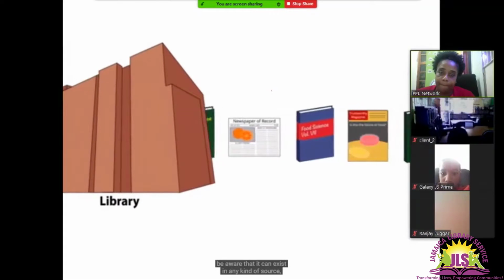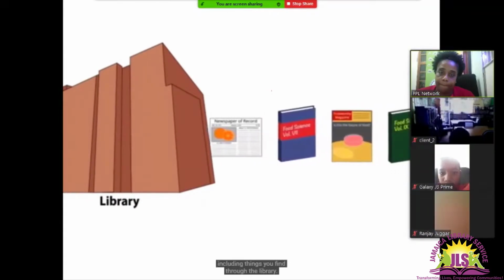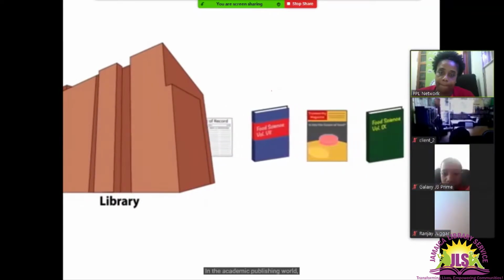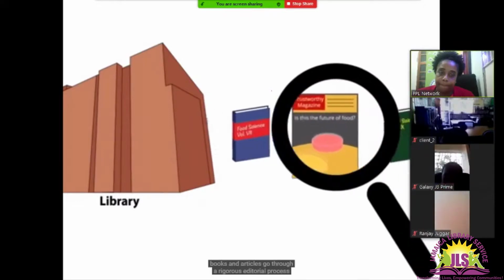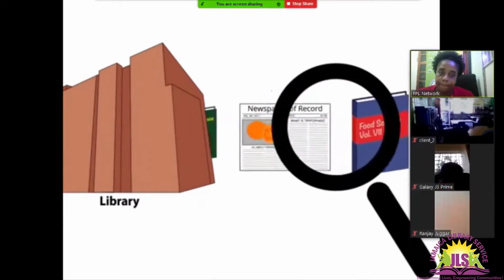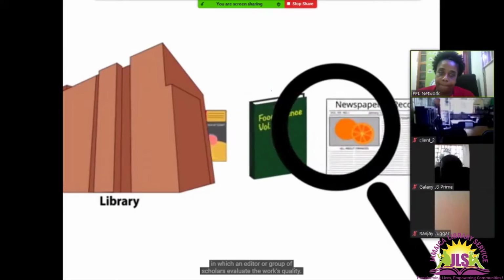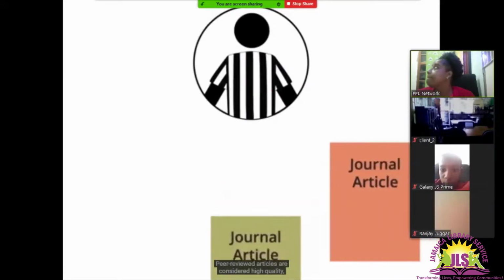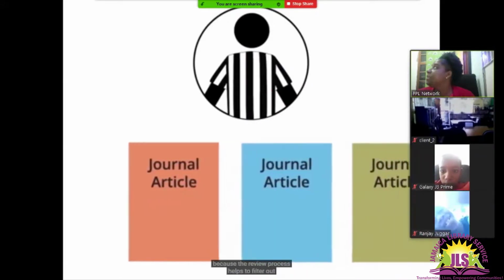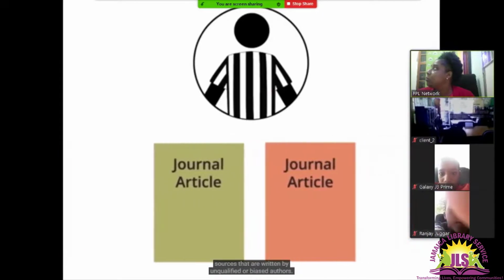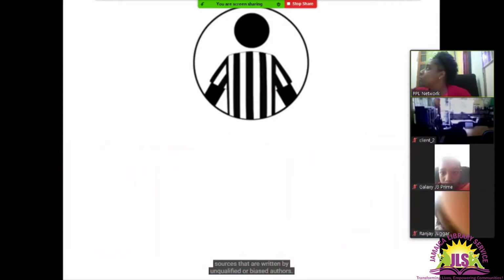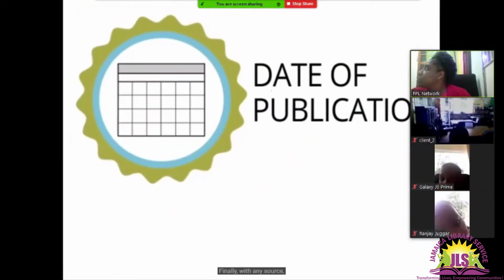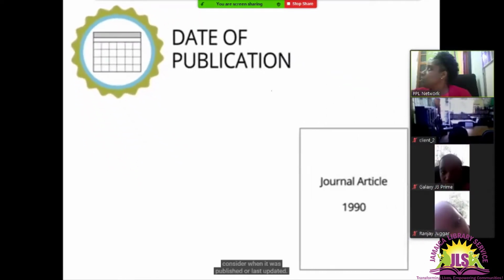While bias can be difficult to detect, be aware that it can exist in any kind of source, including things you find through the library. In the academic publishing world, books and articles go through a rigorous editorial process in which an editor or group of scholars evaluate the work's quality. When it comes to journal articles, this process is called peer review. Peer review articles are considered high quality because the review process helps to filter out sources that are written by unqualified or biased authors. Finally, with any source, consider when it was published or last updated.